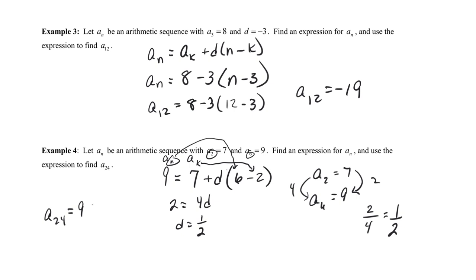And I know that it is 1/2. And then I'm going to put the 24 here, minus, and because I used 9, this was a sub 6. I'm going to put minus 6 right there. So now I get a sub 24 should equal, well, 24 minus 6 is 18. Half of 18 is 9. 9 plus 9 is back to 18.